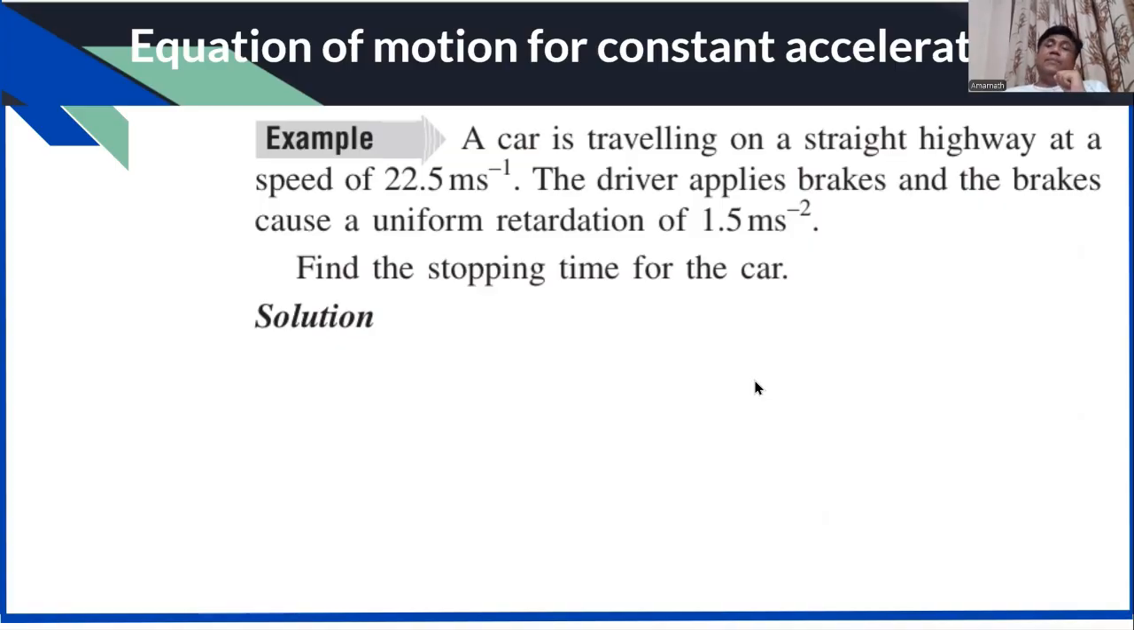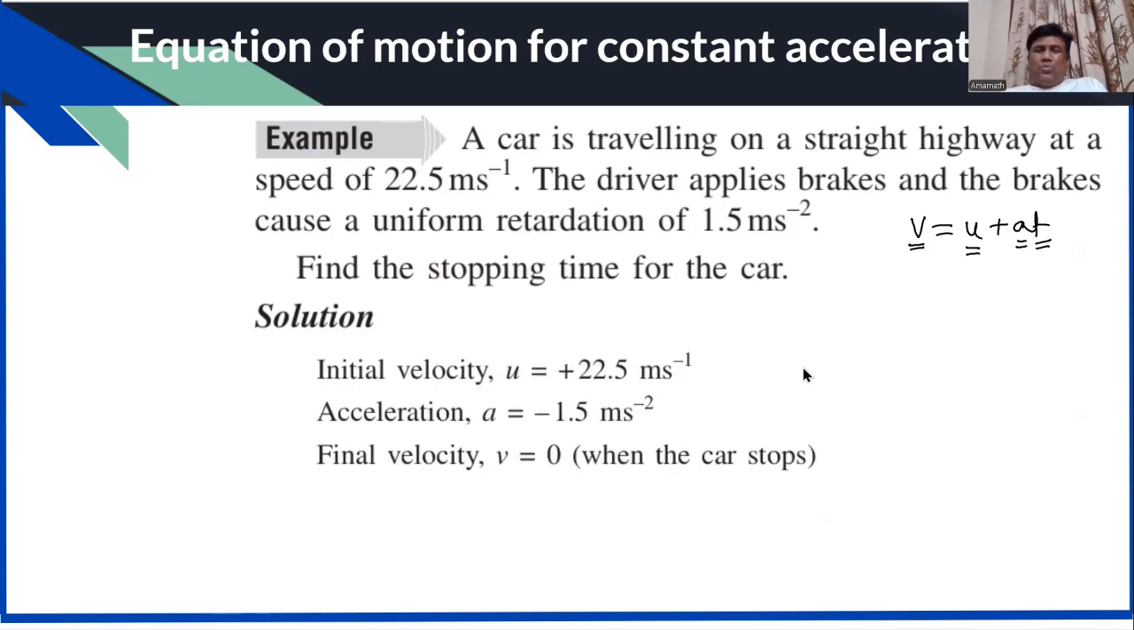So you need the time actually. So out of the 4 equations, which equation will be that one? You have to check. V equal to U plus AT, this is one equation. Final velocity is given, initial is given, acceleration is also given, so T can easily be calculated. This is an easy question. Out of the 4, we need to choose that one only.